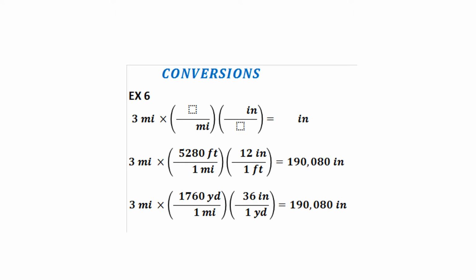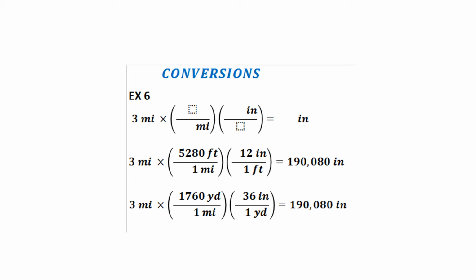So our leftmost conversion factor, we have 5,280 feet is 1 mile, and the right one, 12 inches, is a foot. So it's 3 times 5,280 times 12, and that works out to 190,080 inches. Now, just because we put foot there doesn't mean it's the only one. We could put yard in between. So 36 inches is 1 yard, and 1,760 yards is 1 mile, and if we do the multiplication again, we will also get 190,080 inches.